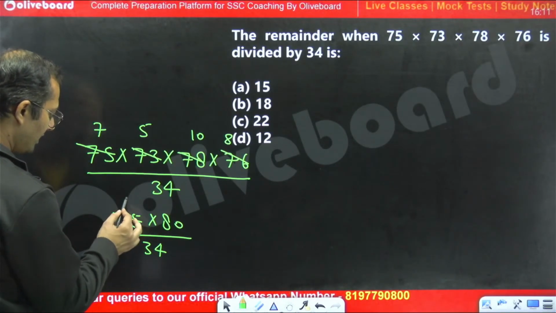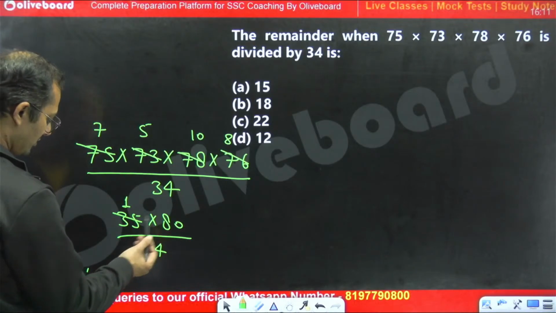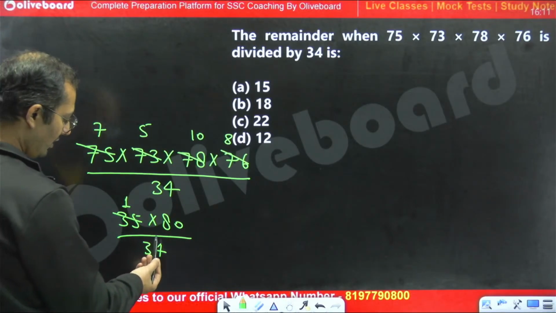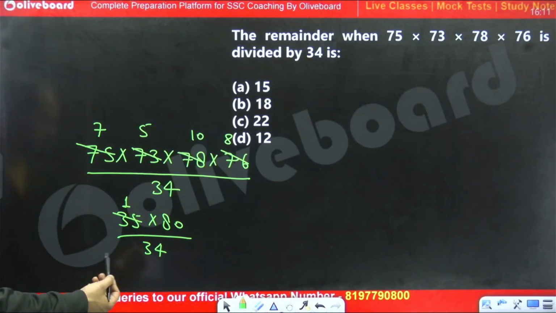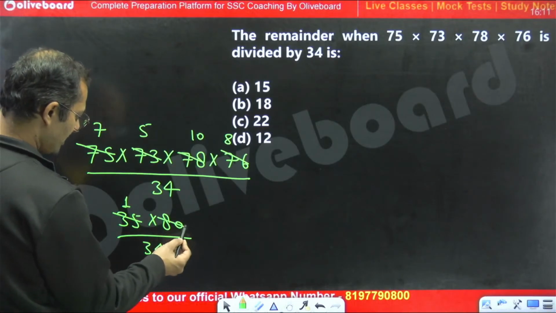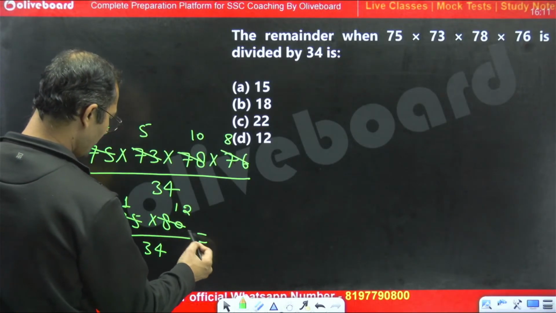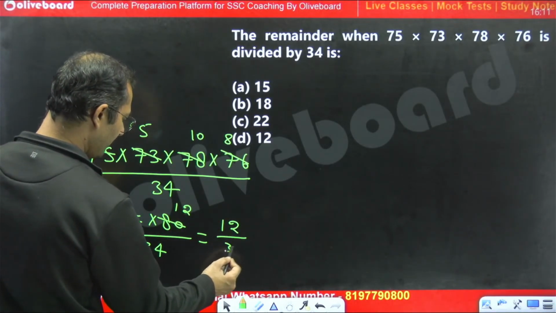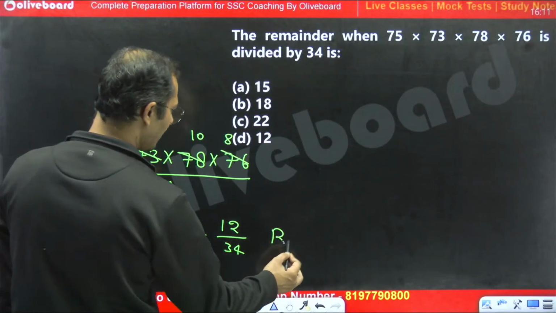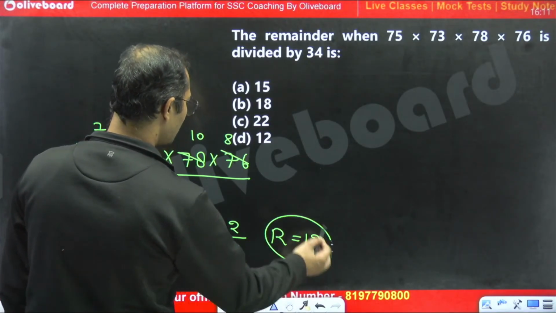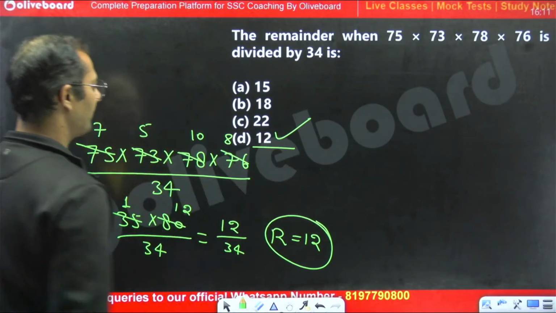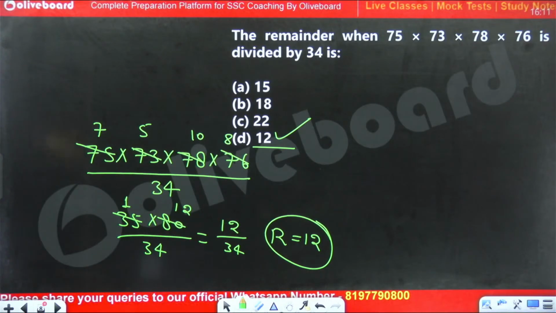So here the remainder is 1, okay? 34 2s are 68. Here 12 is the remainder, so 12 into 1, so 12 divided by 34. So we can say that here the remainder is 12. So 12 is the right answer.